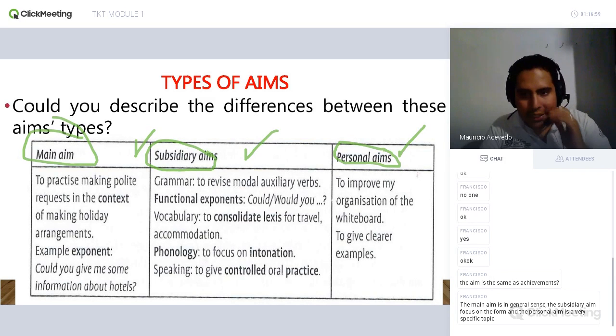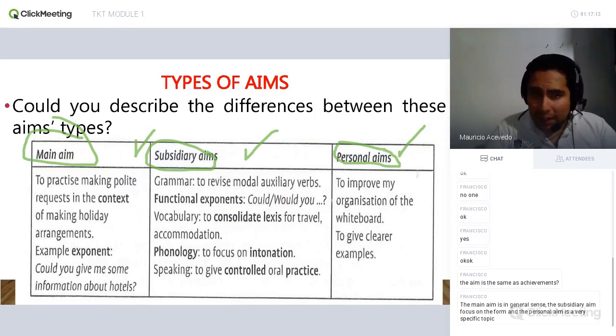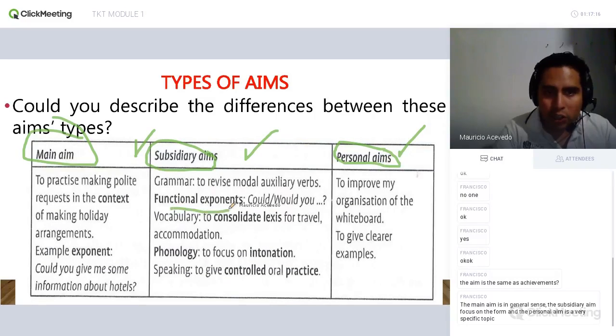Okay, Francisco, I see your answers. This main aim is the general sense. The subsidiary aim focuses on the form. But not all the time, we're going to look at that. But yes, focus on the form. For example, the functional exponents, the vocabulary.